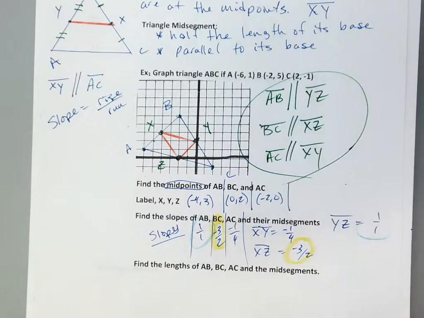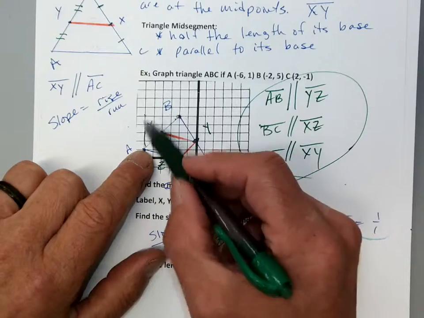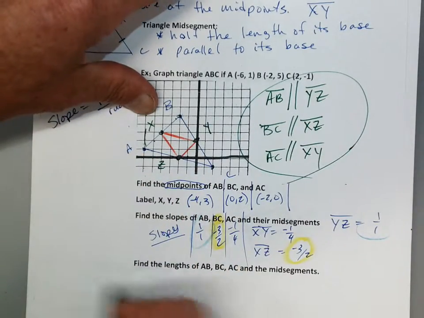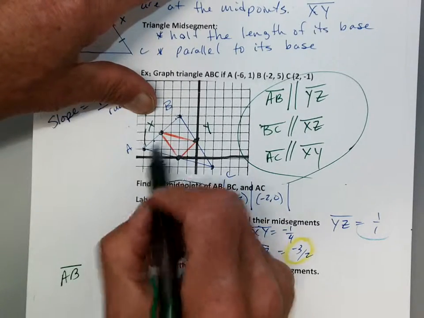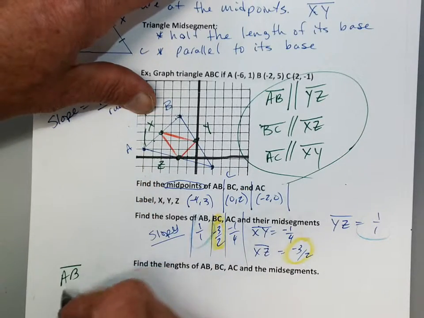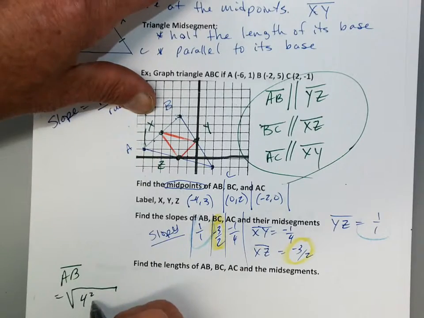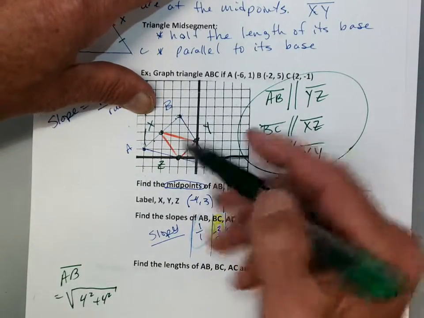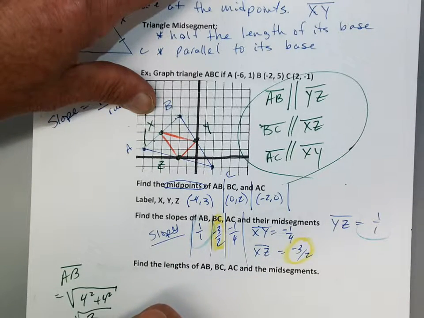So if I use Pythagoras theorem between AB, I'm going to have a right triangle. So the length of AB, I'll go slowly, but if I see a right triangle, I can use Pythagoras theorem. 1, 2, 3, 4, 1, 2, 3, 4. So it's going to be the square root of 4 squared plus 4 squared. I'm just doing Pythagoras theorem to find the length. That's going to be the square root of 16 plus 16, which is square root of 32.